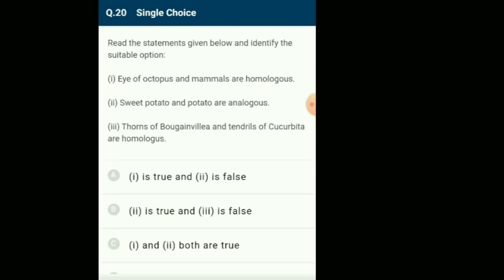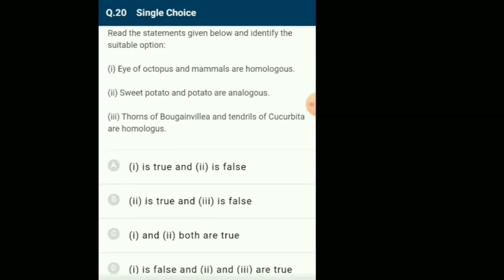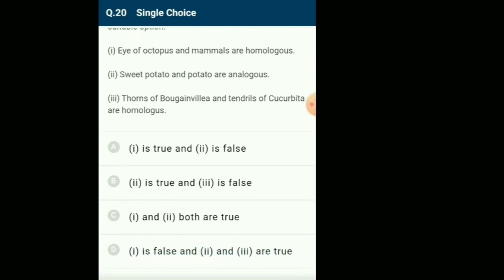Question number 20. Read the statements given below and identify the suitable option. Here three statements are given. Homologous organs are those organs which have the same basic structure or basic design but different functions, hence they have a common ancestor or origin. Analogous organs are defined as the organs of different animals that have different structure but perform the same function. So from the given statements, the first one is false, the second and third are true. So the correct option is D.